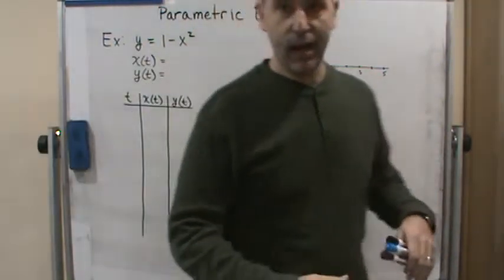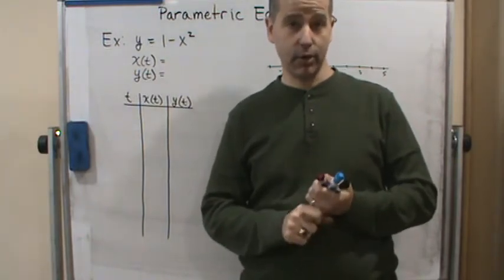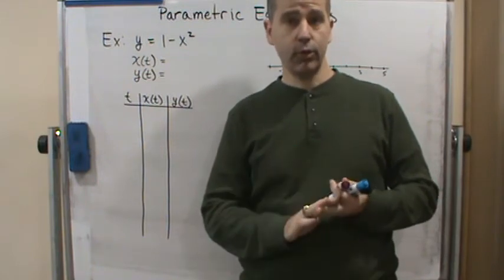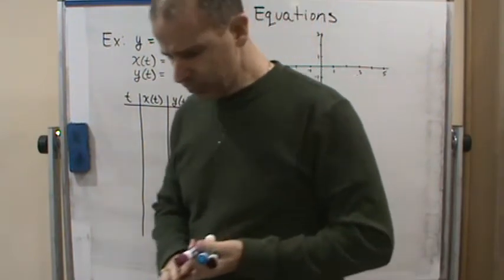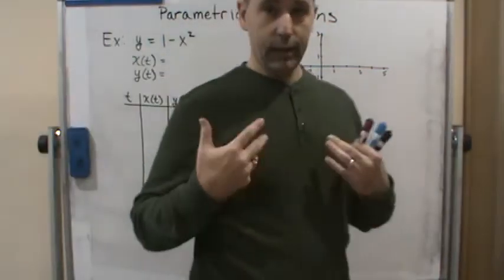Okay, so welcome back. Now let's do another example, and what we're going to do is parameterize this curve, same way we did before. So again, we're going to introduce a third variable, t, and then use that to fill out a table to graph it. It's not about just coming up with the parametric equations, but then using those parametric equations to graph the curve.